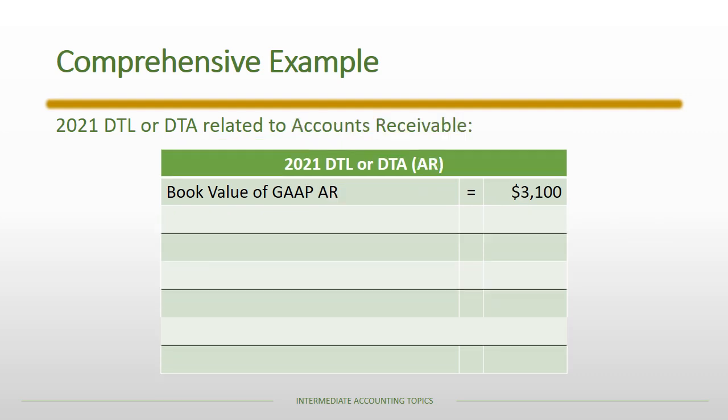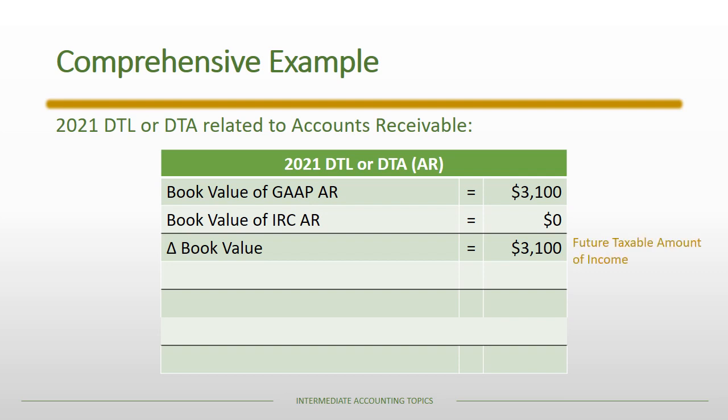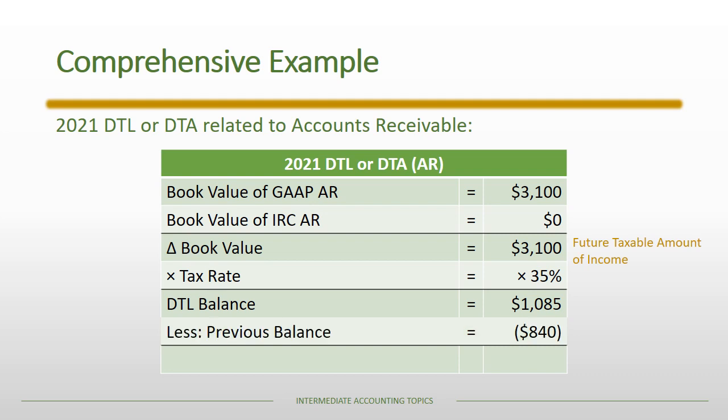So now turning our attention to the accounts receivable, the end of year balance is $3,100. There is no balance under the Internal Revenue Code, which means there's a difference in book value of $3,100 where GAAP is more than the Internal Revenue Code. That difference is a future taxable amount of income. We apply the tax rate, which gives us our new deferred tax liability balance of $1,085. We compare that to the previous balance of $840, which means we need to increase the DTL $245.